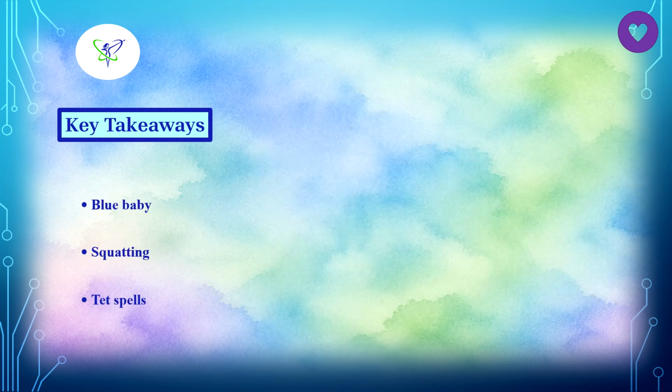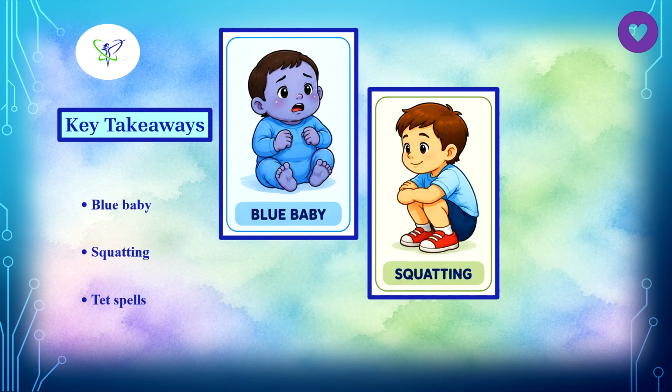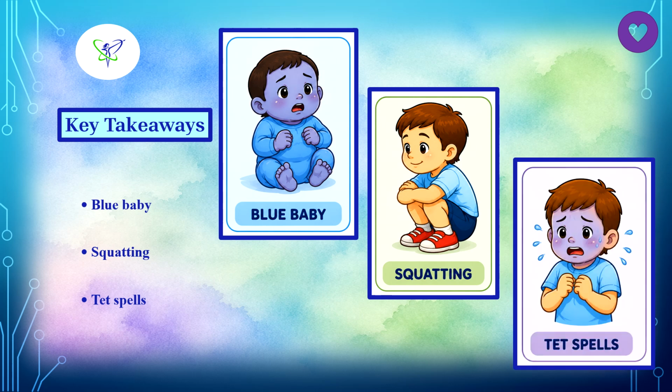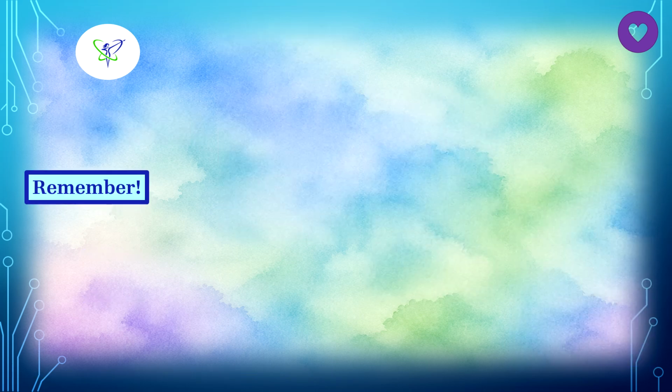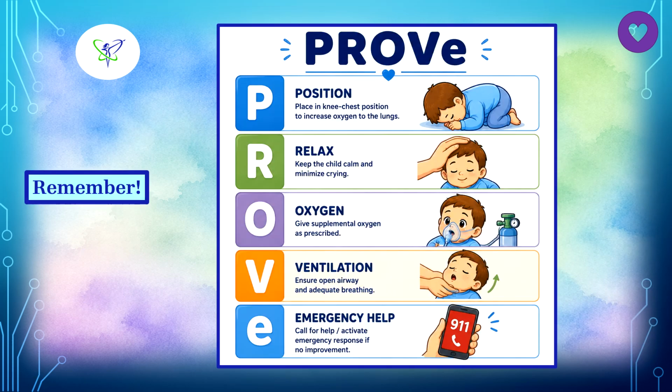Some key takeaways include blue baby, squatting as a compensatory mechanism, and TET spells. The acronym PROVE is used for the defects, but it's also used for how to care for the child.